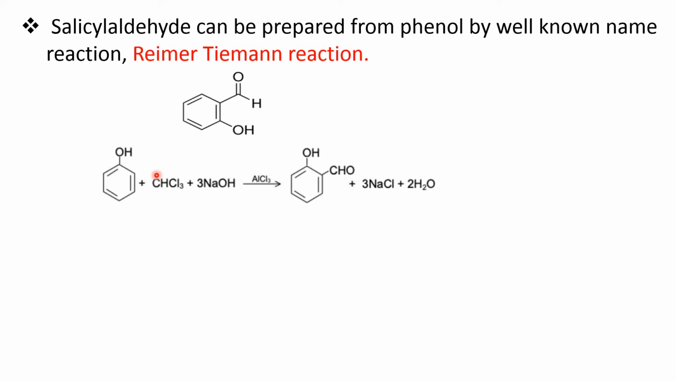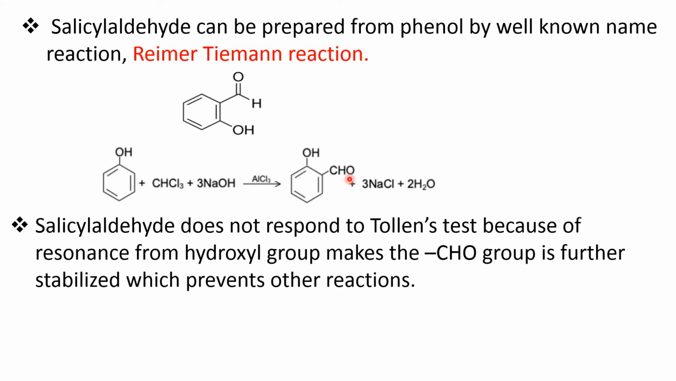This is salicylaldehyde. Reimer Tiemann reaction: phenol is treated with chloroform in presence of alkali, and whereby orthohydroxybenzaldehyde is formed, and to some extent para-hydroxybenzaldehyde also formed. That means CHO group is introduced in the ortho position with respect to the OH group, and to some extent in the para position. So main product is orthohydroxybenzaldehyde or salicylaldehyde. This is Reimer-Tiemann reaction.